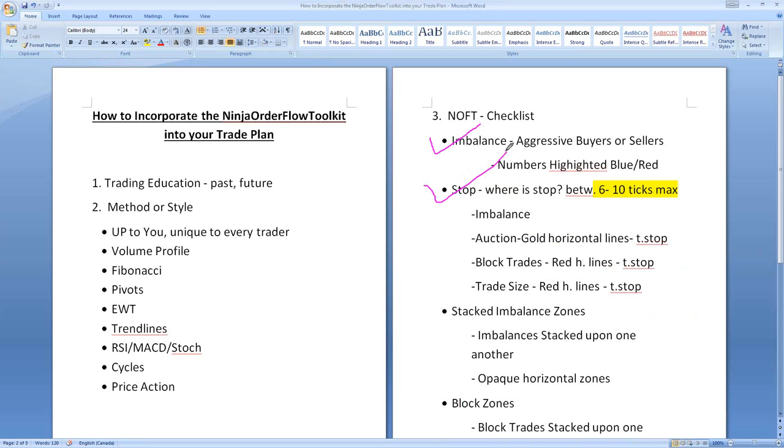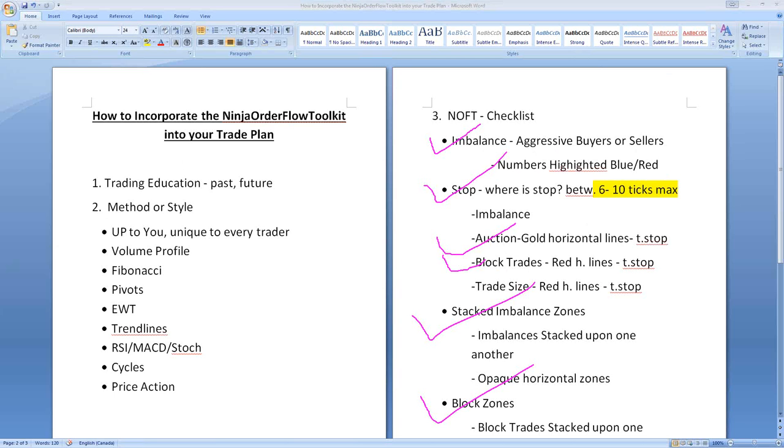You're either seeing an area where you can have a 6 to 10-tick stop, max, or you're not. You're either seeing block trades come in or you're not. You're either seeing auction lines that you could potentially hide your stop behind or you're not. You're at or near a stacked imbalance zone, or you're at a stacked block trade zone, or you're not. I deliberately did this checklist just to show you that even if you don't have all the things in this checklist, but even a few of them, you can get an edge, and you can do it with very low risk.